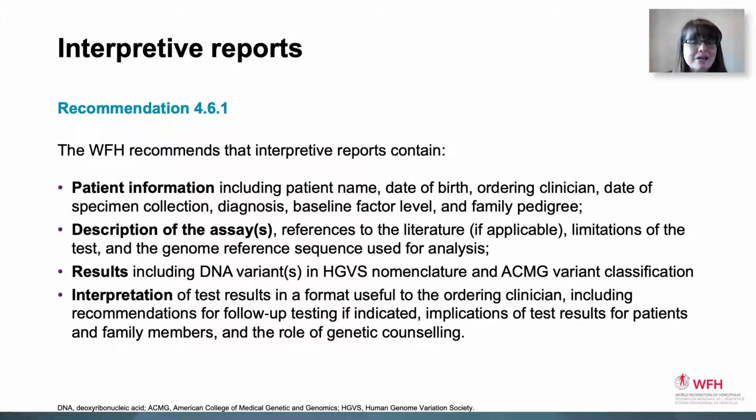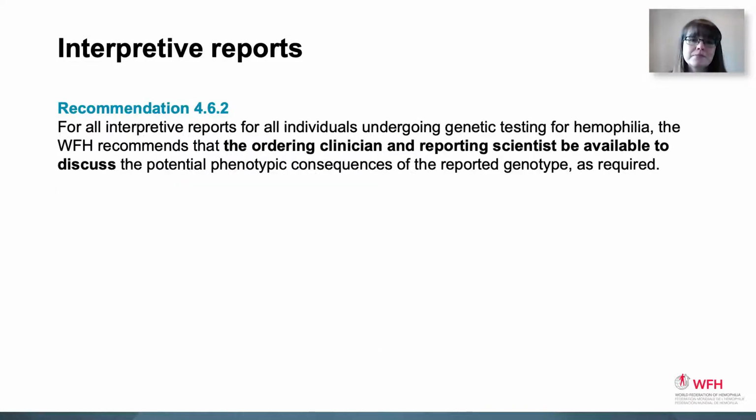The results should be clear and concise and not confusing or conflicting for the clinicians. They need to include the DNA variant that has been described and in which gene, and they need to be described in HGVS nomenclature and using the ACMG variant classification. The interpretation of test results should be in a clear, concise format, and they should be useful to the ordering clinician. These should include recommendations for follow-up testing if that is indicated, and any implications of test results for patients and their family members. And the role of genetic counselling should be stressed, that it is important for these patients.